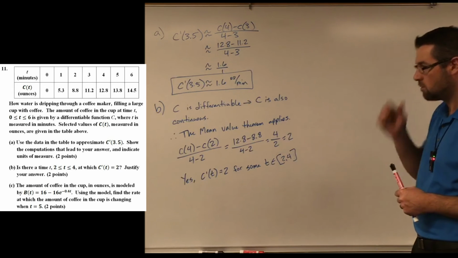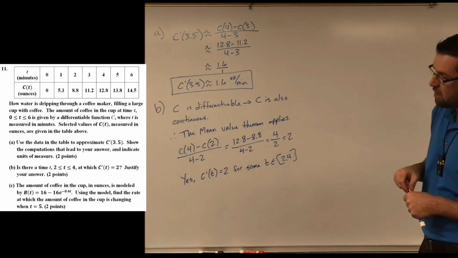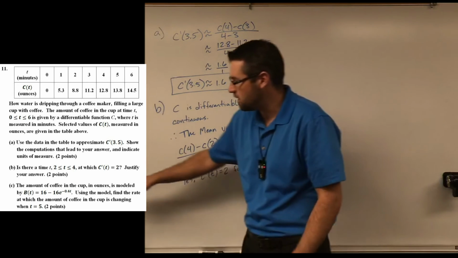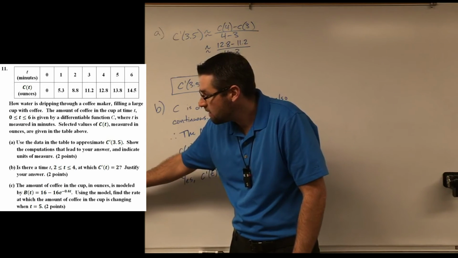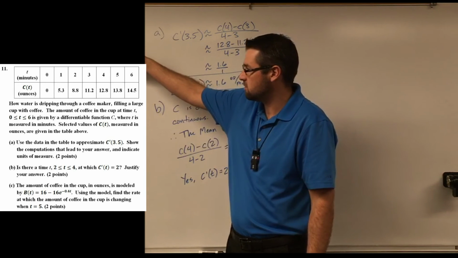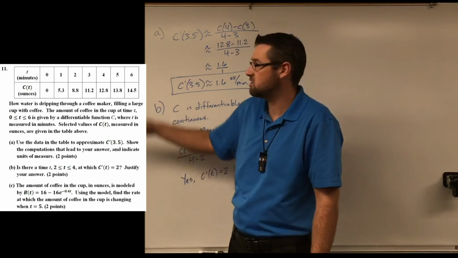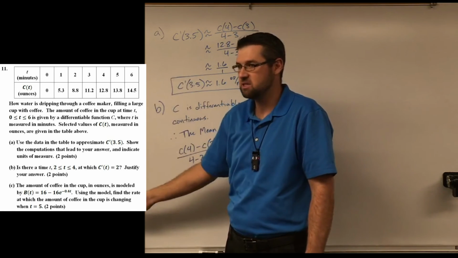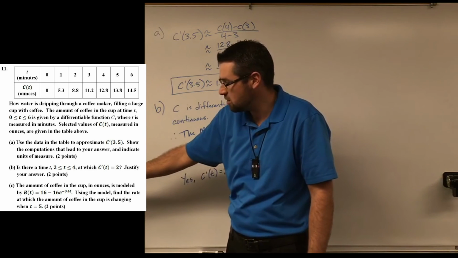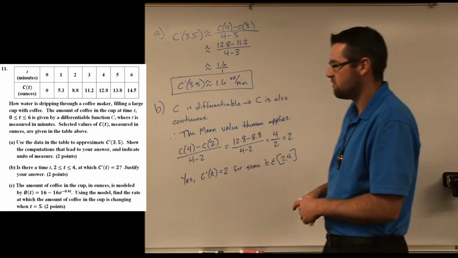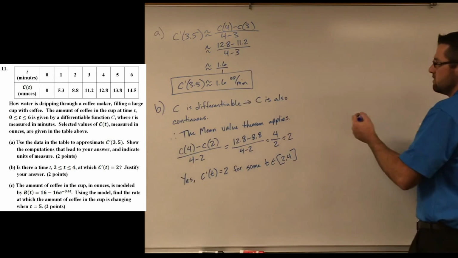Okay. So part C, the amount of coffee in the cup in ounces is modeled by B of t equals that. Using the model, find the rate at which the amount of coffee in the cup is changing when t equals 5. So B of t is what? It's the amount of coffee. What did C of t represent? The amount of coffee. They represent the same thing. It's just C of t is a table and B of t is a function. But in this case, we're using the function B of t. So how do I find the rate at which the amount of coffee in the cup is changing? Take the derivative. This is easy.